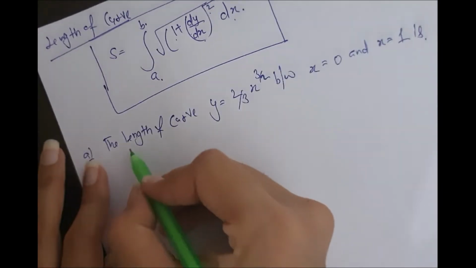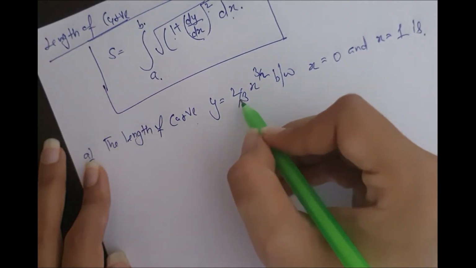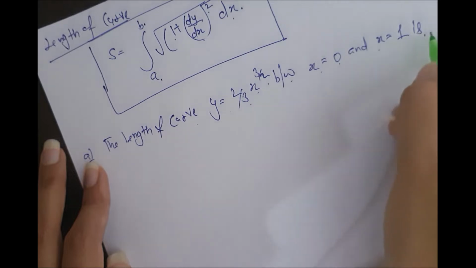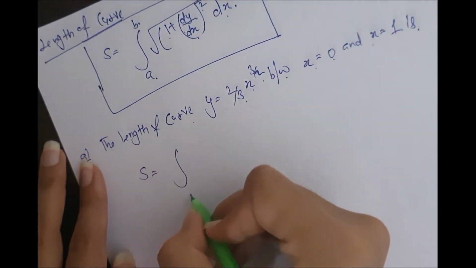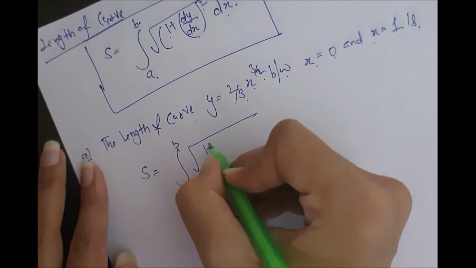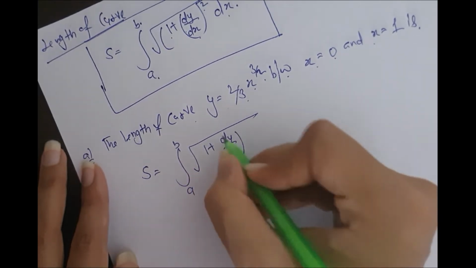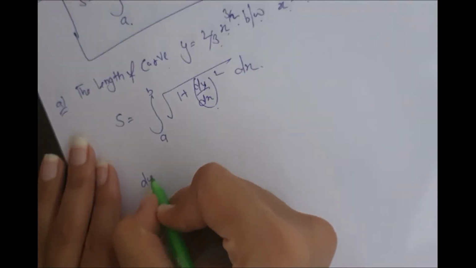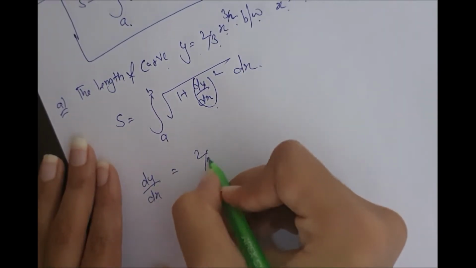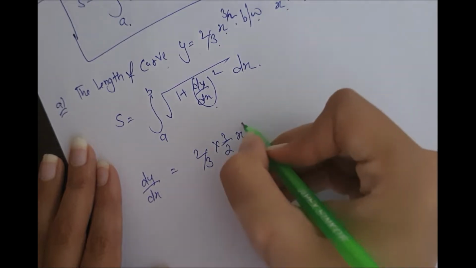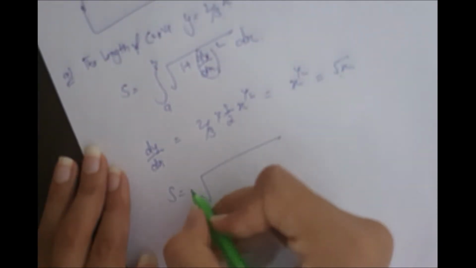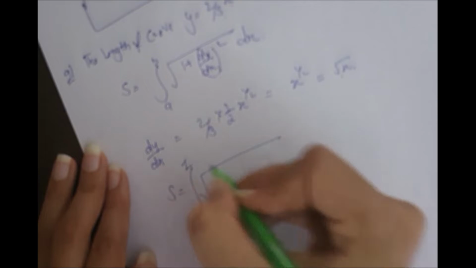Now its example. Now first example, the length of the curve y is equal to 2 by 3 x to the power 3 by 2 between x is equal to 0 and 1 is. Now formula to find length of the curve is this. Now firstly find dy by dx. Put it in this equation from 0 to 1.